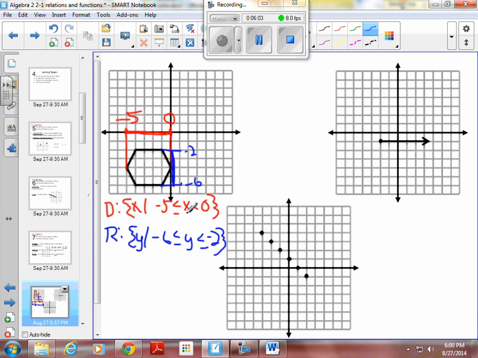So this says x has to be between negative 5 and 0. This says y has to be between negative 6 and negative 2. And if you look at the graph and follow the blue and the red across, that should make some sense, hopefully. Let's do the one that's just points.